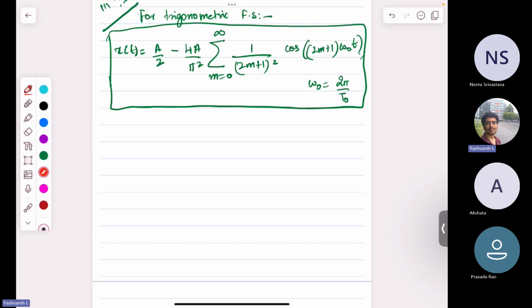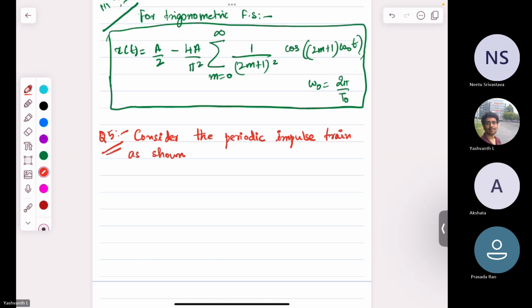Last question for today, question number 5. Consider the periodic impulse train as shown below.